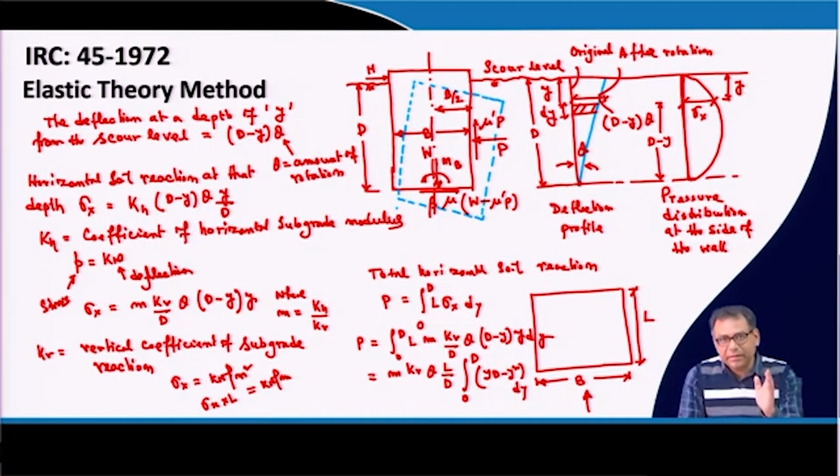That is acting at this point, and there will be a net soil pressure. That sigma x should not be greater than that soil resistance. Suppose the sigma x, which is the horizontal pressure developed, is greater than the soil resistance, then this well becomes unstable. So, to make this well stable, the horizontal stress developed at any depth y from the scour level should not be greater than the soil resistance at that point.